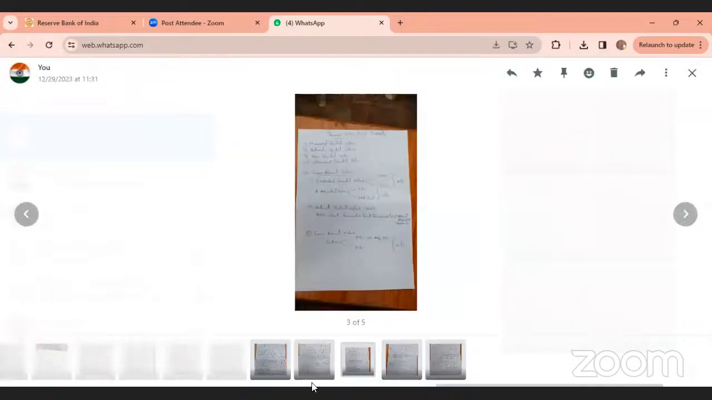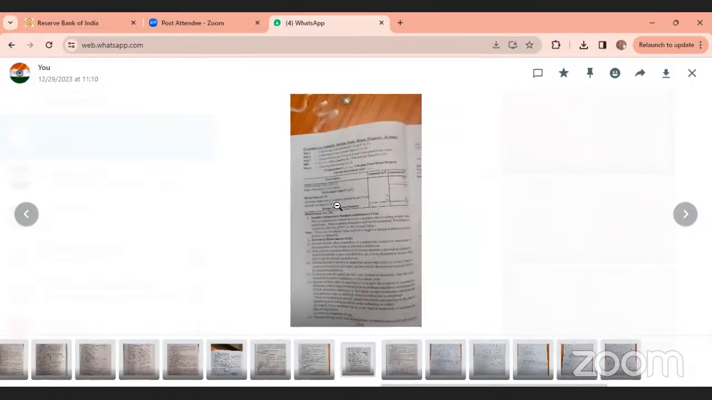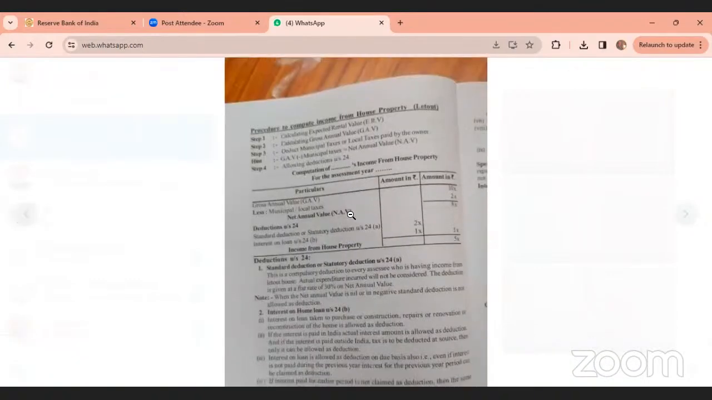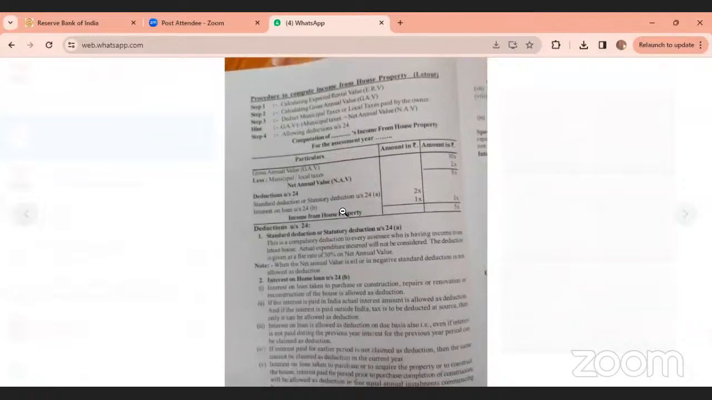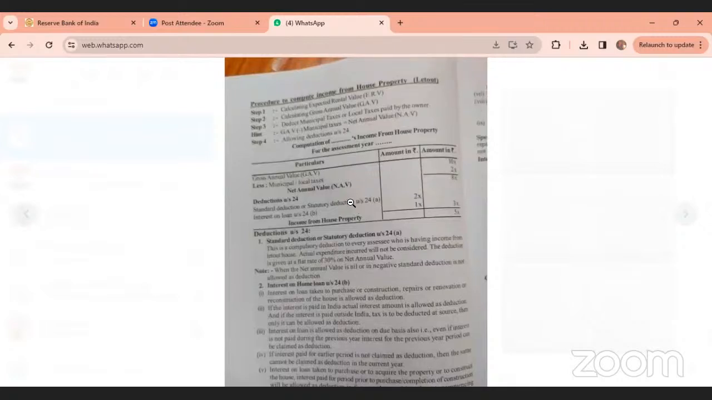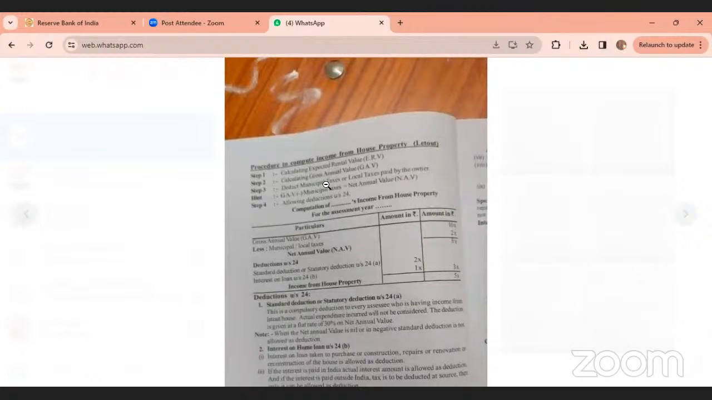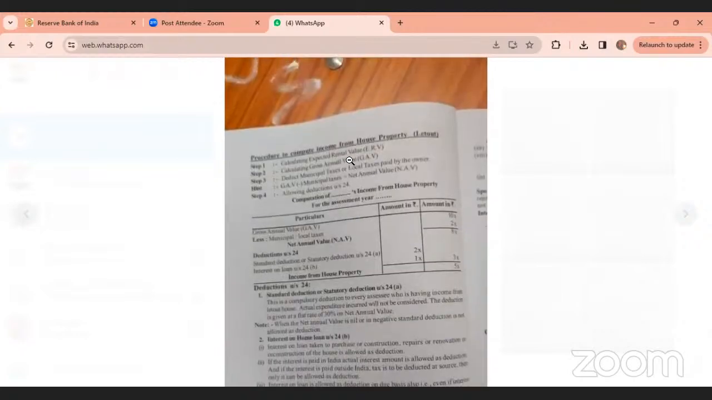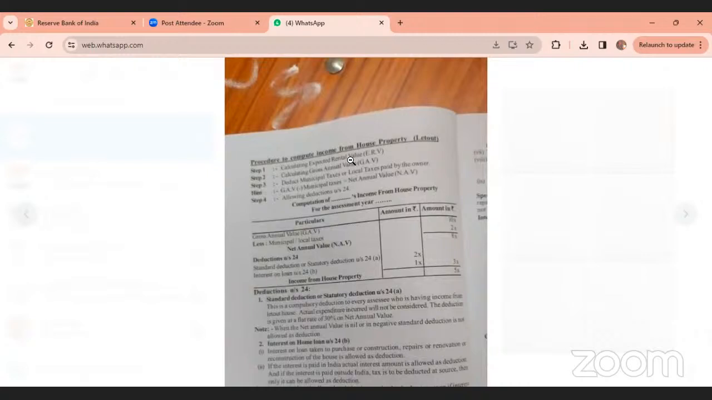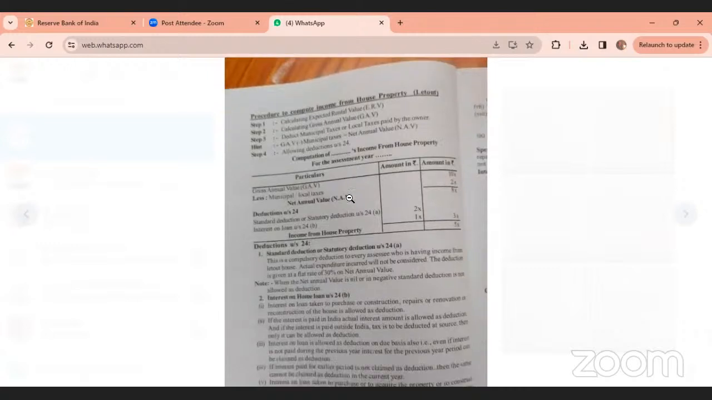Now you know the municipal rental value, actual rental value, fair rental value, and standard rental value. Before calculation of GAV, first, how to calculate the income from house property, what are the steps? Take this pic. This is the table for calculation of income from house property. Procedure to compute income from house property in the case of let out. First, you have to calculate expected rental value. I will tell you after this table how to calculate it. See the table first.